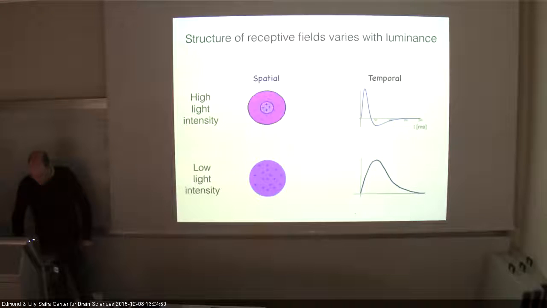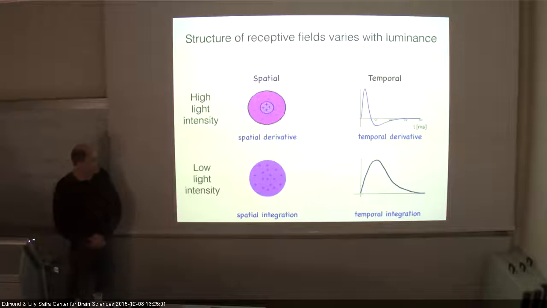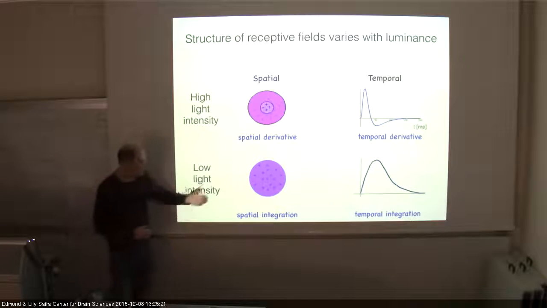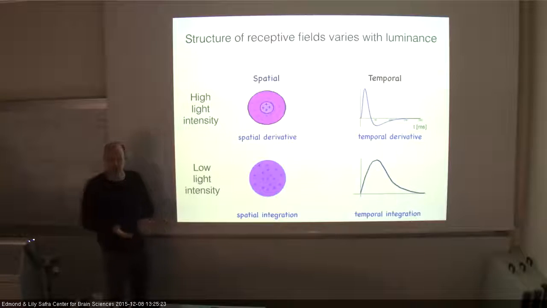But before that, just to qualitatively describe what is going on in these receptive fields. In high light intensity, and this is not open to interpretation, this is fact, what the cells are doing is they're implementing some kind of spatial and temporal derivative. That determines what they generate as an output. And in low light intensities, they're doing something which is more like an integral.